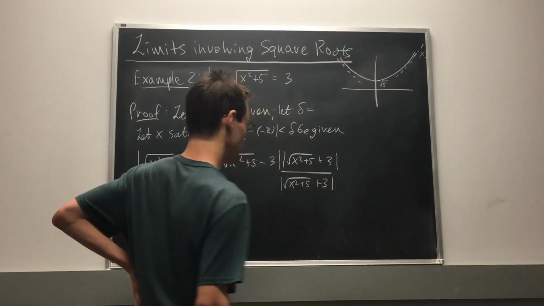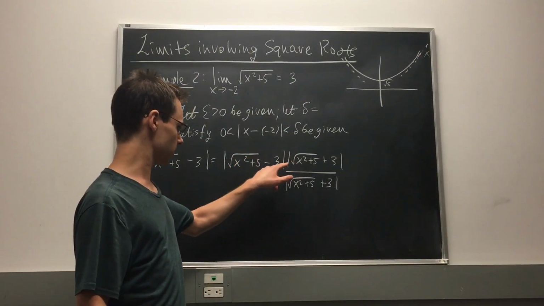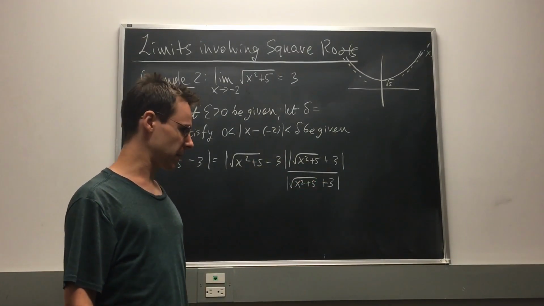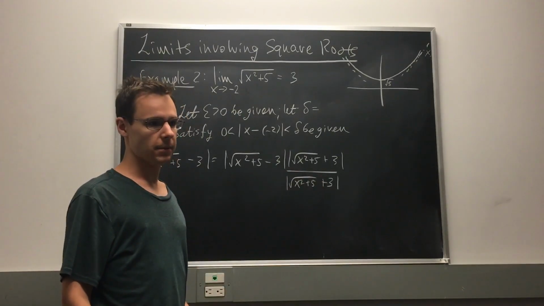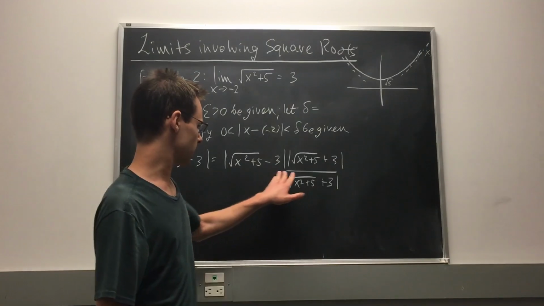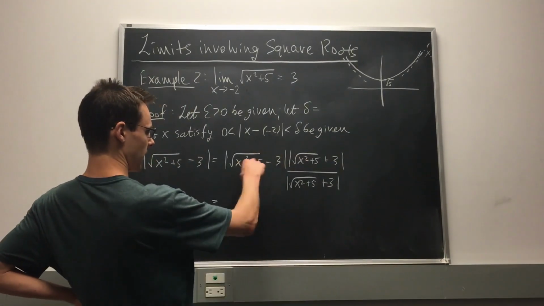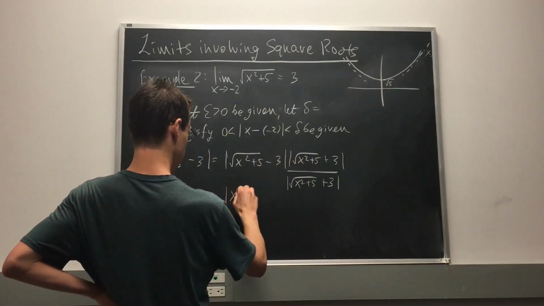Now the benefit of doing these square root questions and multiplying through by the conjugate like this is that the object you get in the denominator is always positive, so you never need the absolute value really. So we can drop the absolute value here. So this is going to be equal to, that multiplies out to be x squared plus 5 minus 9.